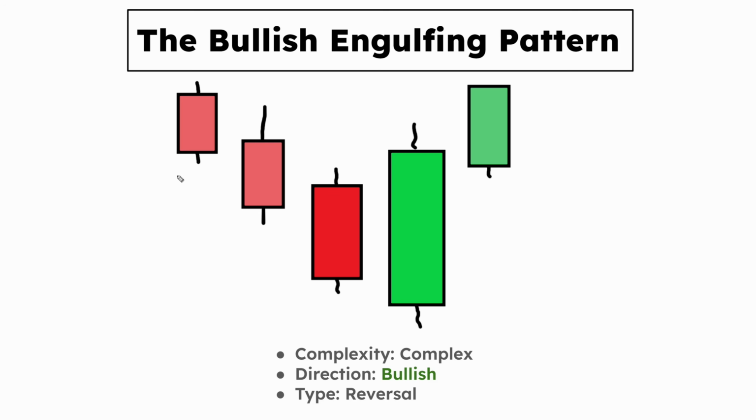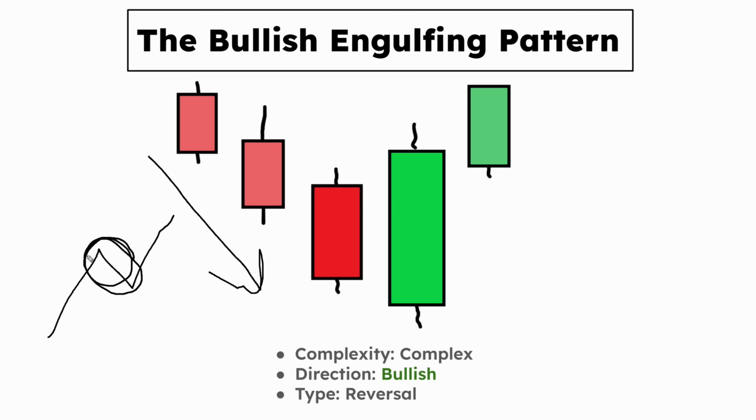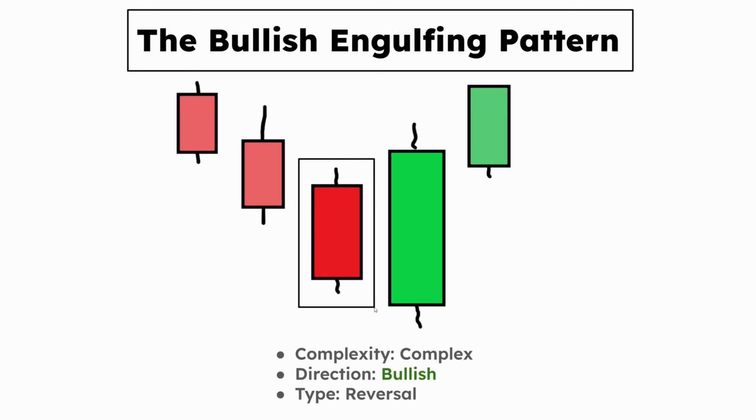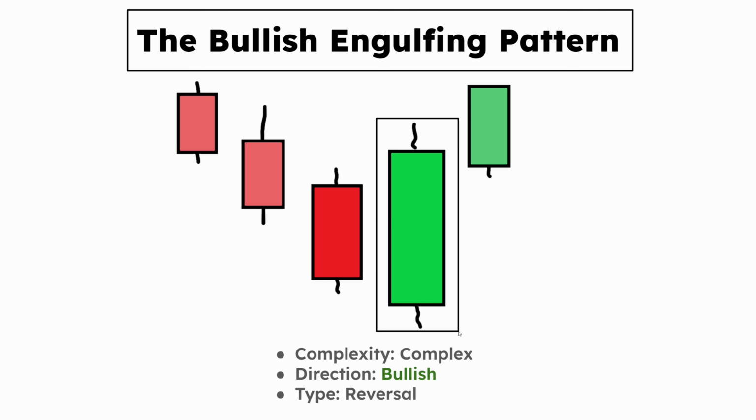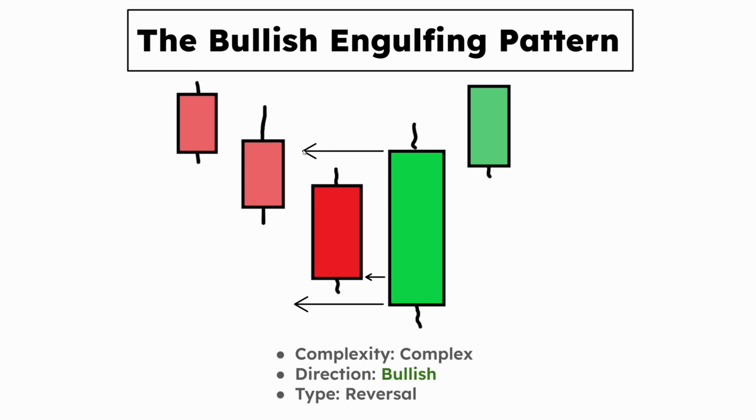So to identify the pattern, you first need to identify a move towards the downside, and remember here that this move can be a pullback, so it can simply be a pullback in an uptrend, and the goal of this pattern is to reverse the price. The first candle of the pattern is a red one. And the next candle is a large green candle that opens below the real body of the red candle and closes above the real body of the red candle.